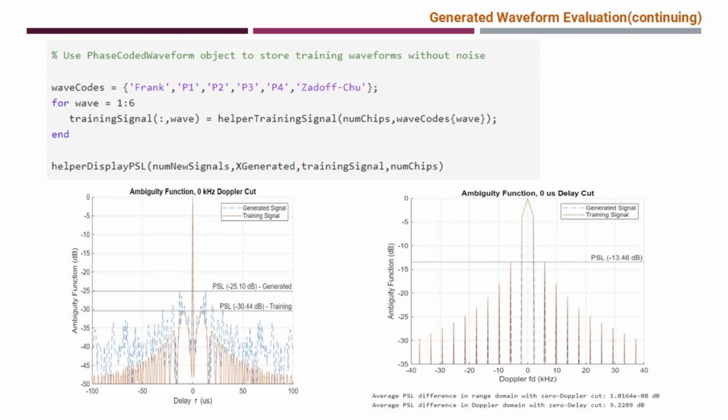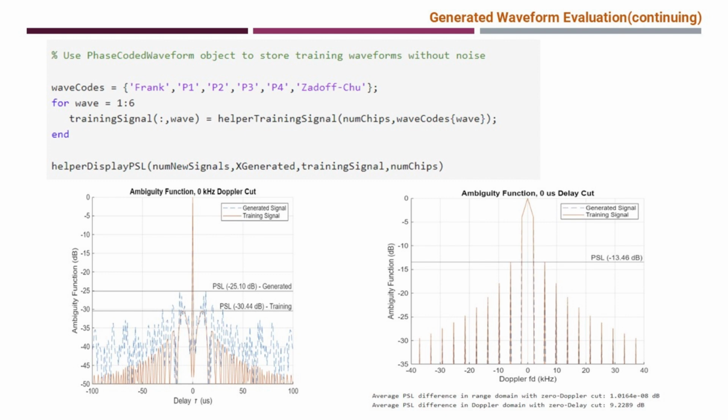The PSL differences show that the network generates waveforms whose Doppler resolution matches the training waveforms. In the plot above, the PSL difference across the range resolution for a single waveform is 5.4 dB. This varies across the different training and generated waveforms, with an average difference of 9.2 dB.